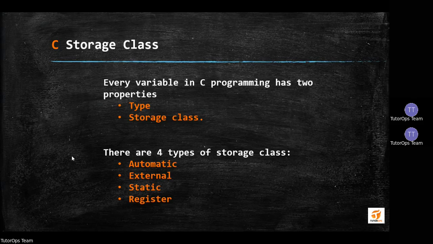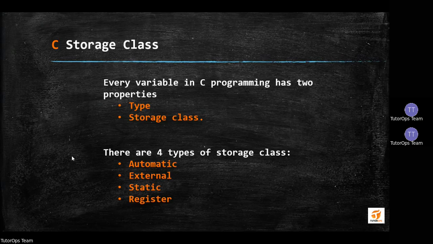There are 4 types of storage class. One is automatic. When we define int a, it is defined as an automatic int. It means whatever value we assign to that variable is automatically assigned inside that variable.